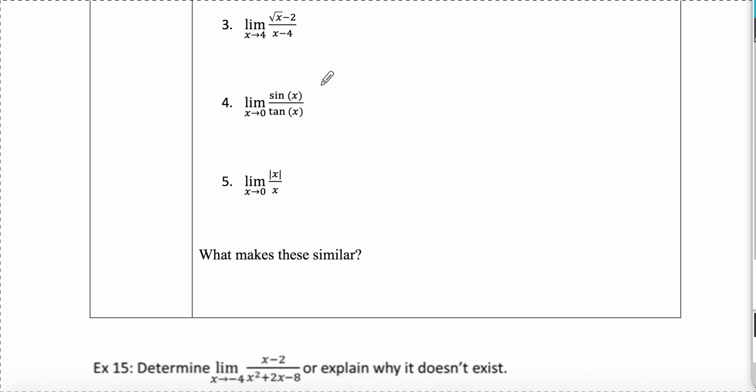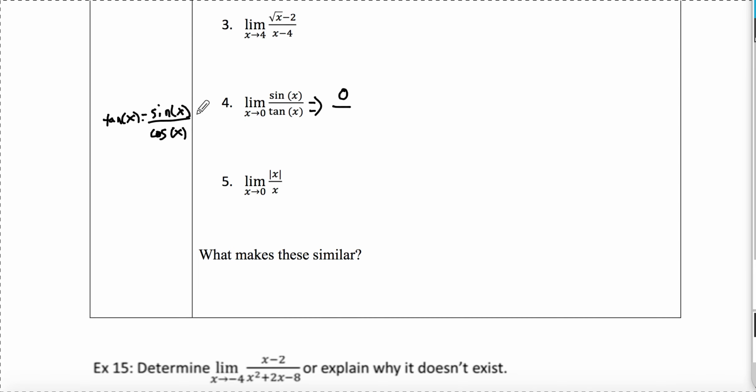All right. We got a trig thing going on here. If I plug in, quote unquote, 0, I would end up with the limit as x approaches 0 of sine of 0. But wait a minute. The sine of 0 is 0, right? And what's the tangent of 0? Well, tangent is sine over cosine, right? Tangent of x is sine of x over cosine of x.